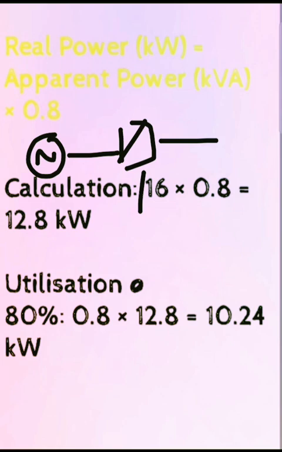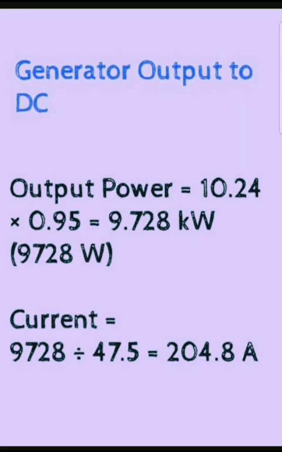Doing this, we'll now take 80%, because we want to utilize just 80% of 12.8 kilowatts. Multiplying this by 0.8, which is 80% of 12.8, we have 10.24 kilowatts. Now, this 10.24 kilowatts is alternating current.